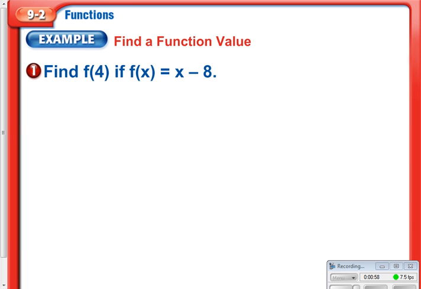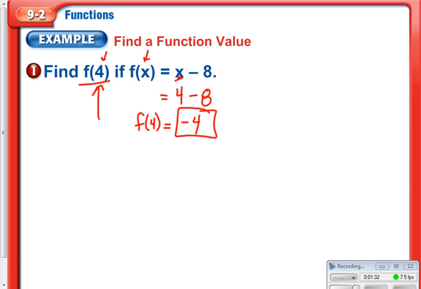The first thing that you're going to have to do is find f of 4. If f of x equals x minus 8, you're going to find it when it is f of 4. So instead of using x, you'll be using 4. Basically what you're doing is substituting where x is. So you substitute 4 minus 8, and 4 minus 8 gives us negative 4. So f of 4 equals negative 4.